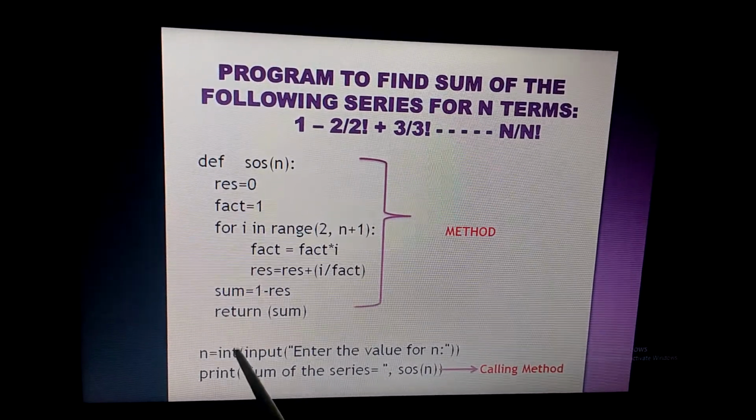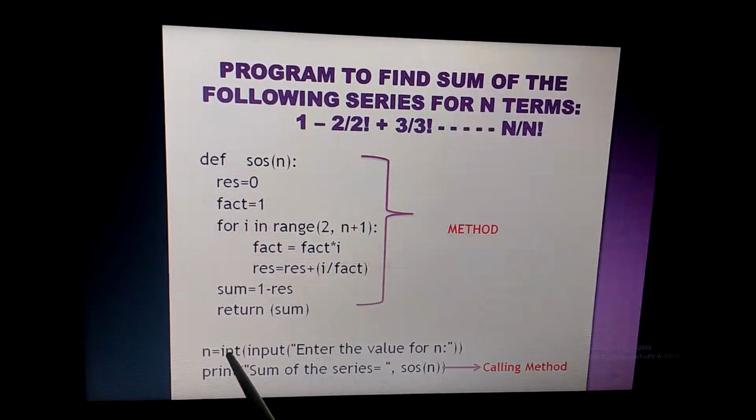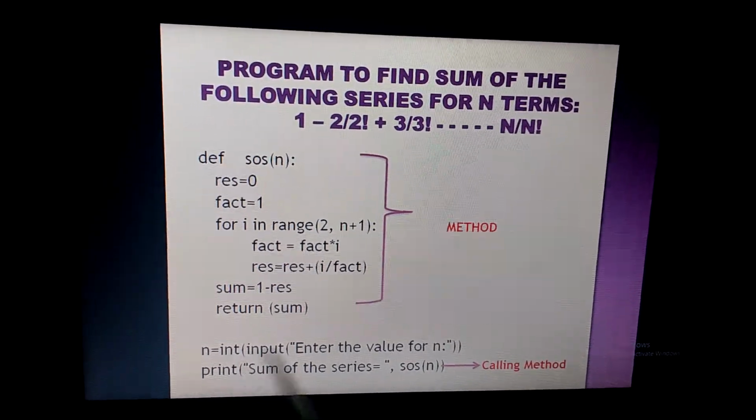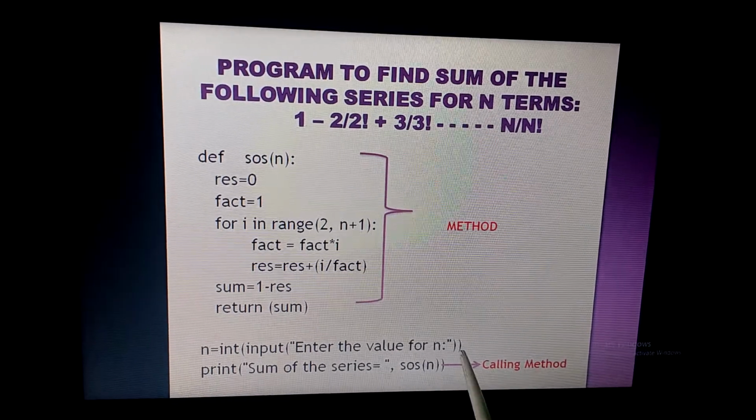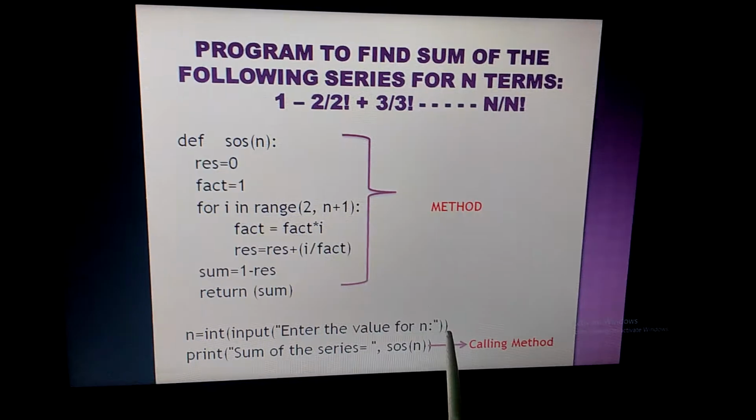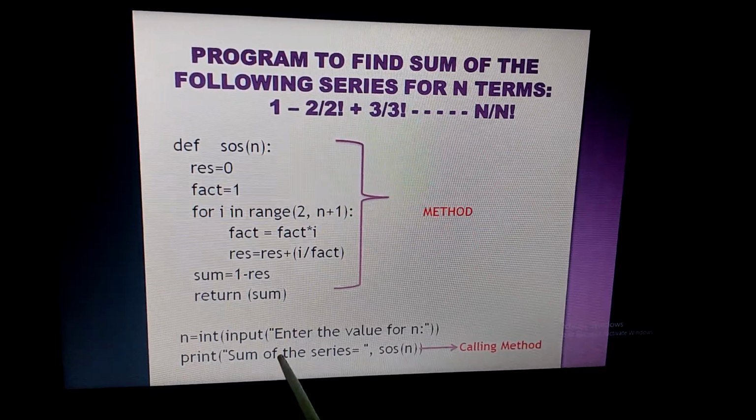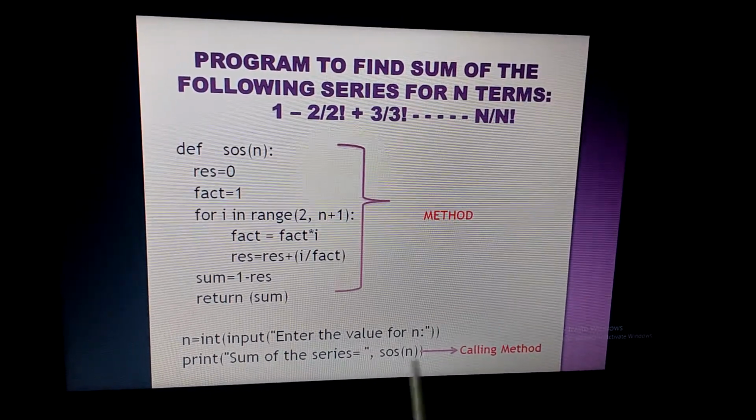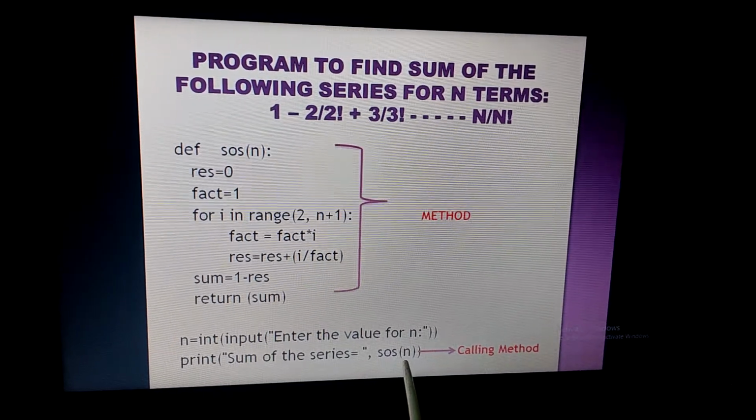In the main program, I am reading the integer value, so I am using the integer data type, and this is a statement just for the user, a message that he has to enter a value. And in the next statement, I am calling my function, that is SOP of n. I am calling it here.